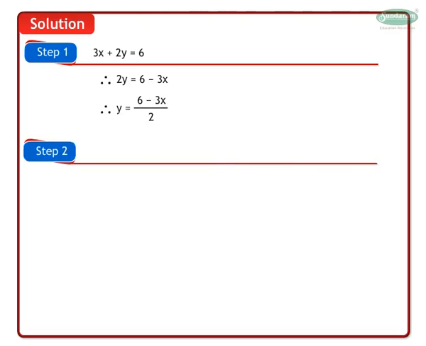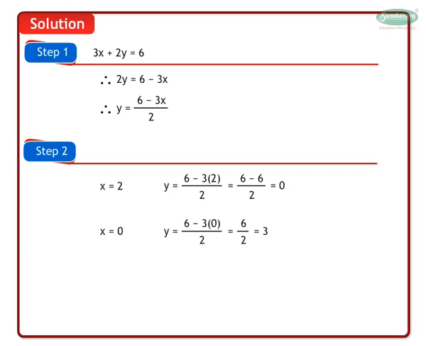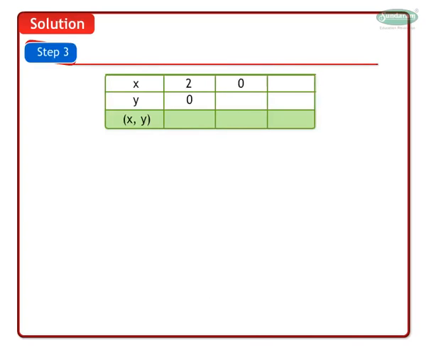Step 2. We now choose values for x so that we get the values for y in whole numbers. Hence, if x is 2, we get y as 0. When x is equal to 0, we get y as 3. When x is equal to 4, we get y equal to minus 3. Step 3. We now tabulate our coordinates as usual.